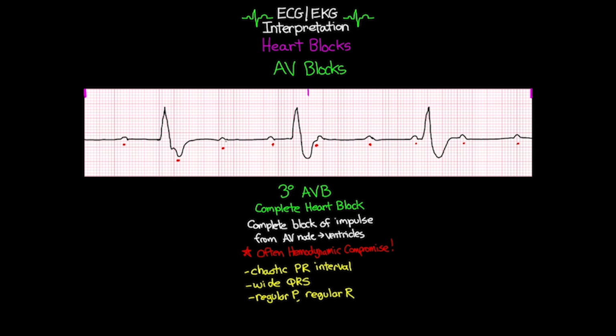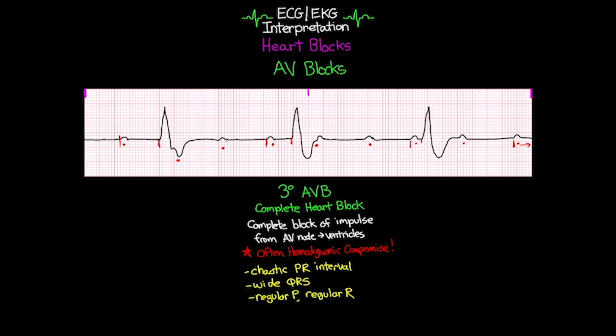But if we take a look at our PR interval, here we've got a really long one. Here we've got a kind of long one. Here's a short one. Over here would be the start of another really long one. So we really just have that chaotic PR interval that just doesn't seem to be making any sense.